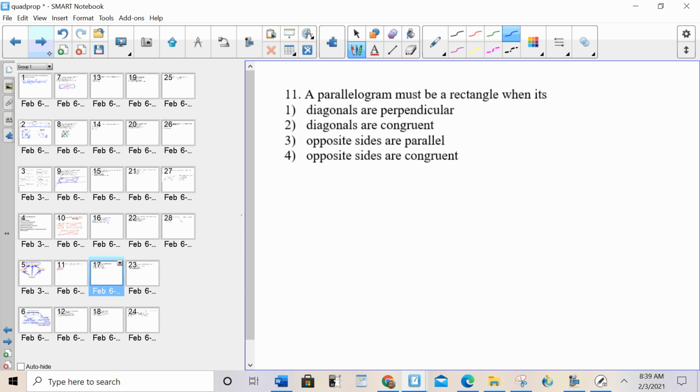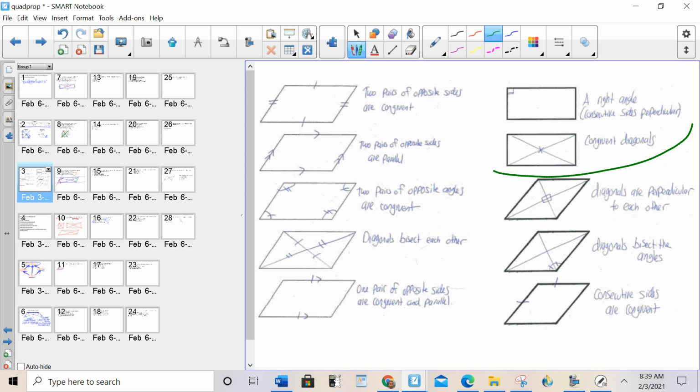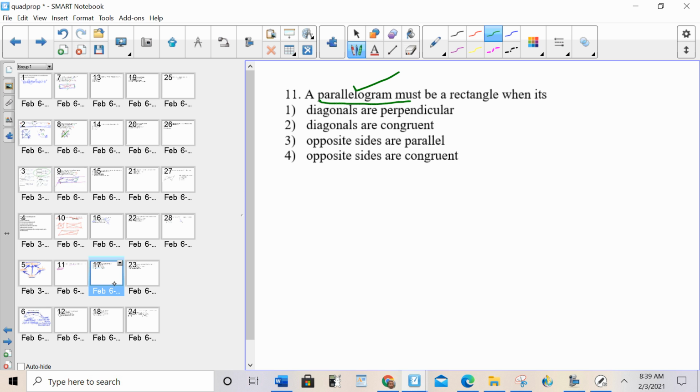A parallelogram must be a rectangle. So to prove something's a rectangle, I first have to prove it's a parallelogram. Done. Now I have to prove it has one of the rectangle properties. It's got to either be a right angle or congruent diagonals or some version of that. So, diagonals are perpendicular. No, that is a property of the rhombus, not a property of the rectangle. And again, it might help if you draw the shape.